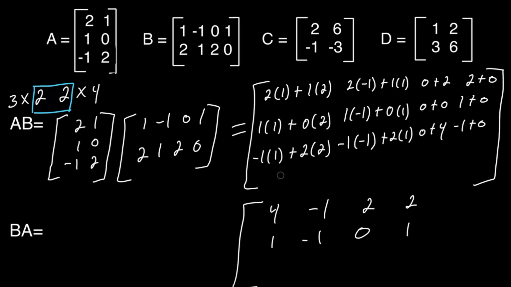Negative 1 times 1 is negative 1. And 2 times 2 is 4. So 4 plus negative 1 is 3. Negative 1 times negative 1 is 1. 2 times 1 is 2. So 2 plus 1 is 3. 0 plus 4 is just going to be 4. And negative 1 plus 0 is just going to be negative 1.